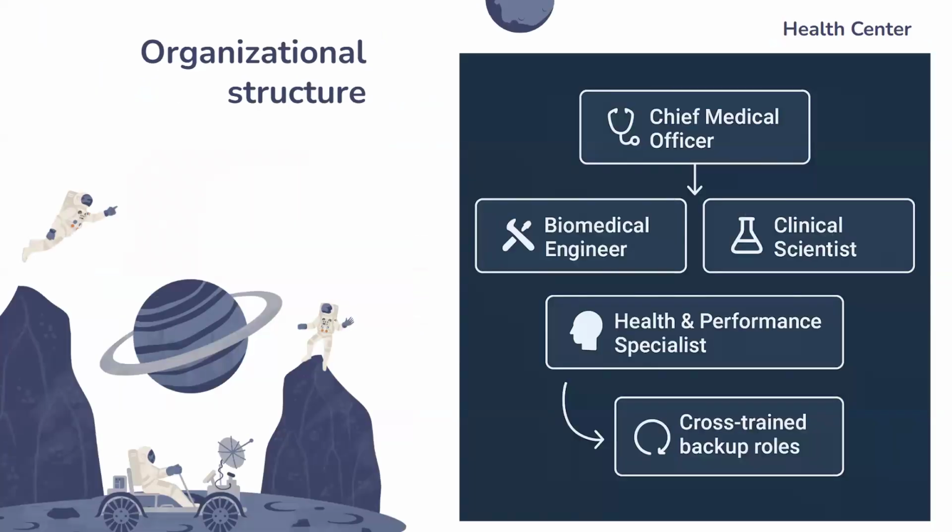Yeah, now coming to the organizational structure. First, the health center operates as a compact multidisciplinary medical team composed of four core roles: the chief medical officer, the biomedical engineer, the clinical scientist, and the health performance specialist. The chief medical officer is not only the lead clinician but will also serve as medical authority across the entire habitat, and is responsible for performing surgeries, overseeing triage during emergencies, and approving health related mission decisions.